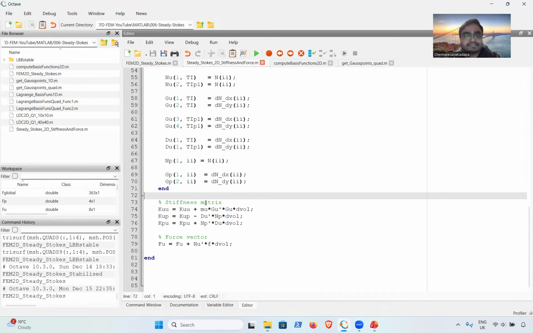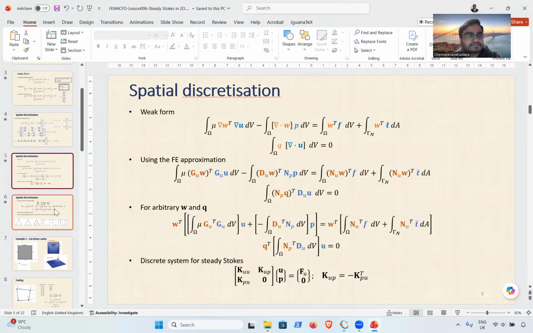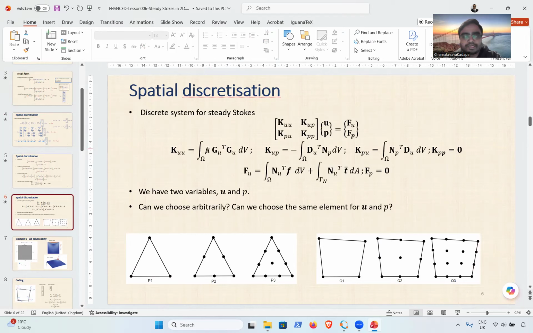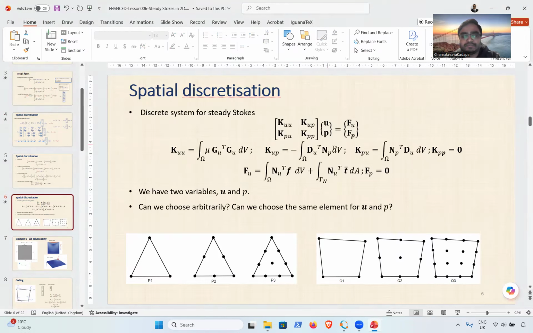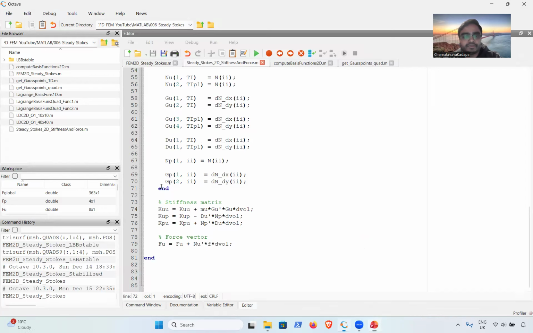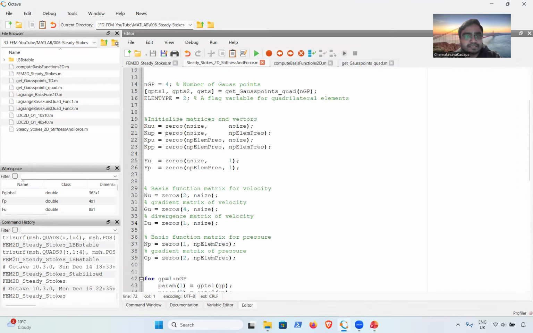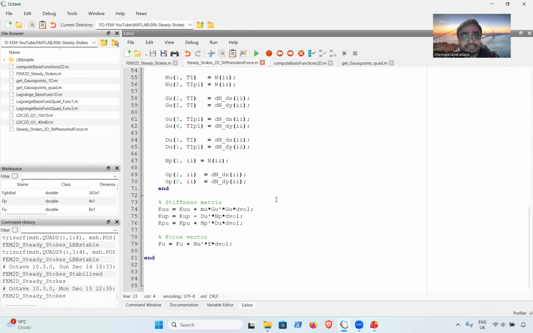Then once we have the matrices, we can use the expressions for the stiffness matrix blocks. KUU is mu multiplied by GU transpose GU multiplied by d volume. For KUP, minus DU transpose NP multiplied by d volume. And for KPU, NP transpose DU. We don't have KPP, we are initializing it already to zeros, so we don't need to do anything here at this point. Our KPP is 0. It remains 0.